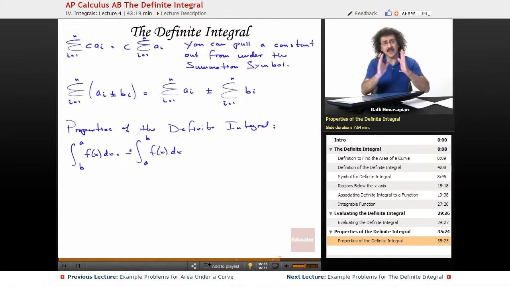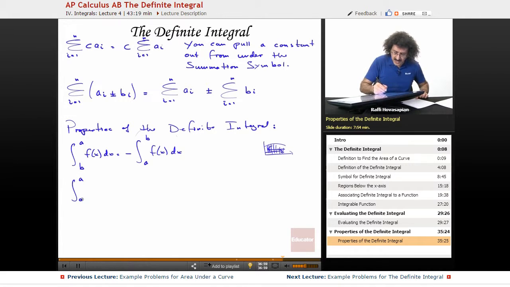Because in calculus, we're adding from left to right. We have some function. Remember, we broke it up into a bunch of rectangles. If I add in this direction from a to b, I get a number. If I decide to add in this direction, I get the negative of that number. That's all this is saying. Switch the upper and lower limit, change the sign. That's all.